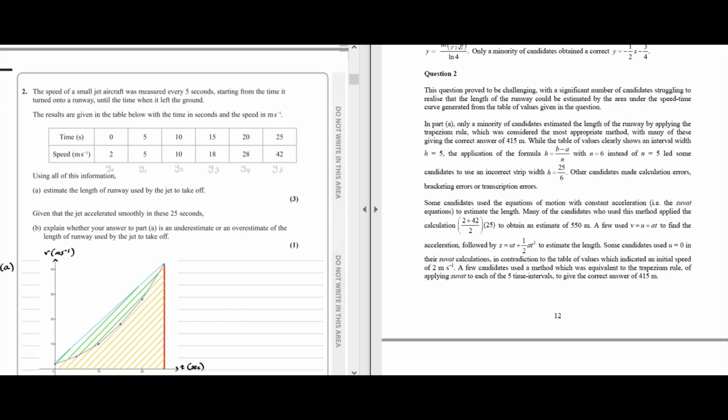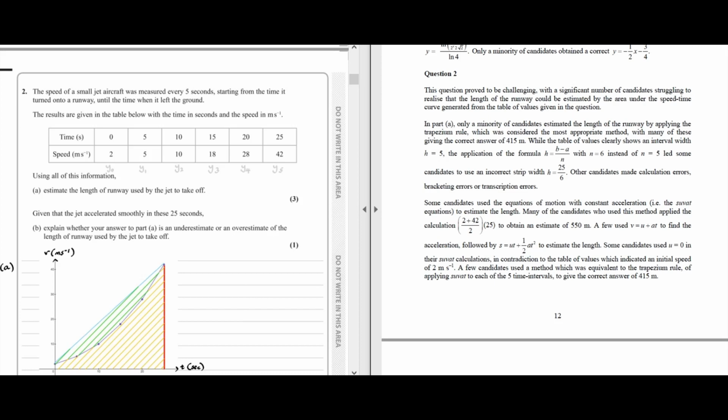Some candidates used u equals 0 in their SUVAT calculations. Remember, at time t equals 0, the initial speed is 2 meters per second. You see that in that table below. But it's not a mechanics paper, it's just an A-level pure maths paper, so you can use the trapezium rule.